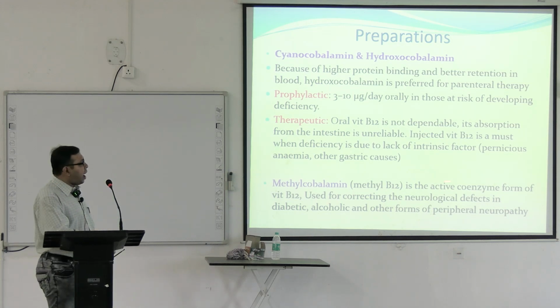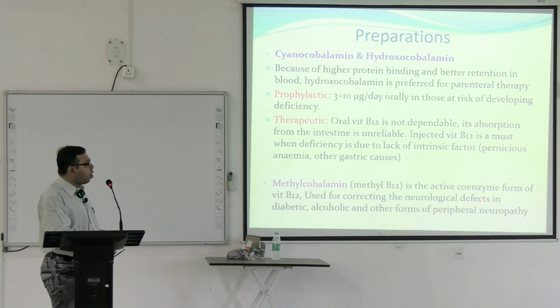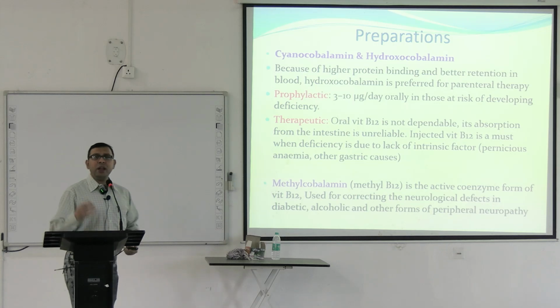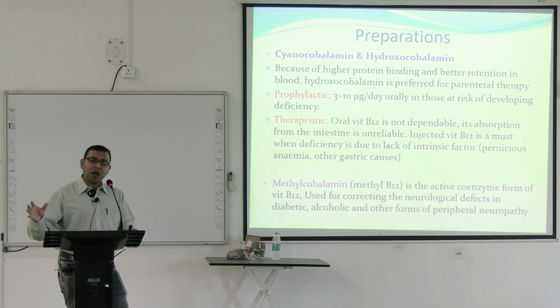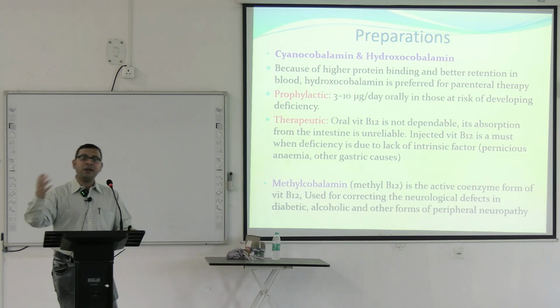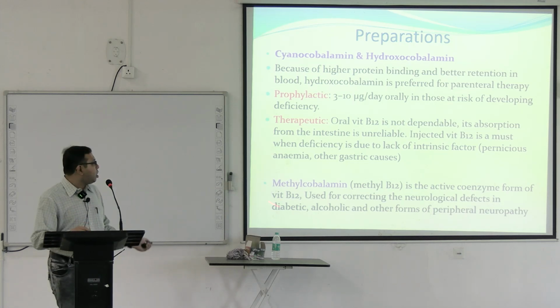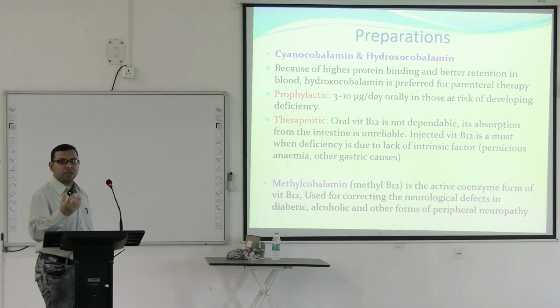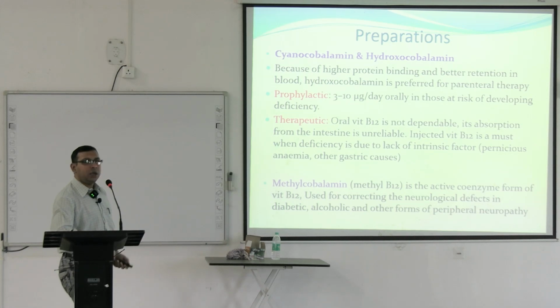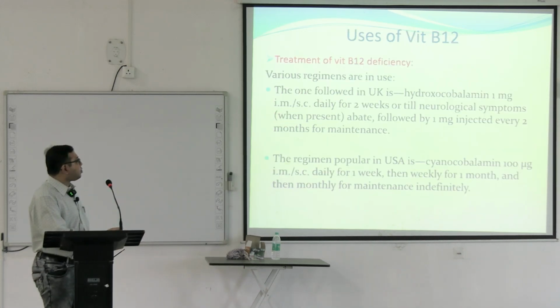Methylcobalamin is an oral form, active coenzyme form of the vitamin B12. It is basically used for correcting the neurological defects in diabetic, alcoholic and other forms of the peripheral neuropathy. So in diabetes mellitus, diabetic peripheral neuropathy is very common. There are other drugs, we will discuss about this later. Some antidepressants are used. Apart from this, methylcobalamin is also given in addition to decrease the burning sensation and tingling sensation. Similarly, in alcoholics, there is also peripheral neuropathy. Other forms of the peripheral neuropathy, we have to give the methylcobalamin tablets.